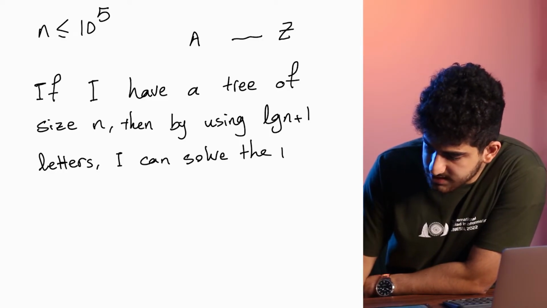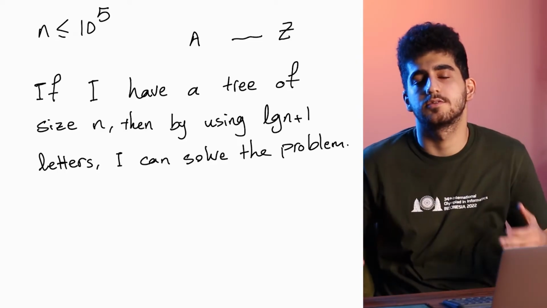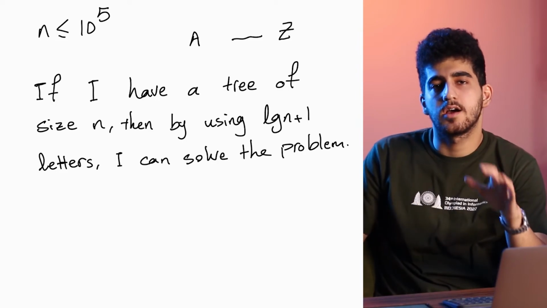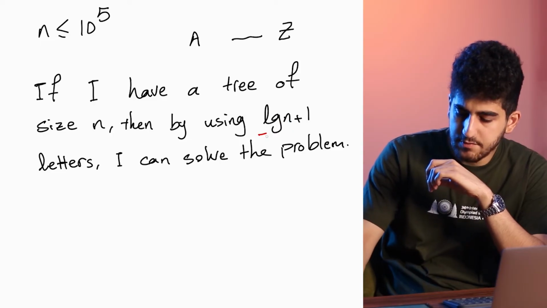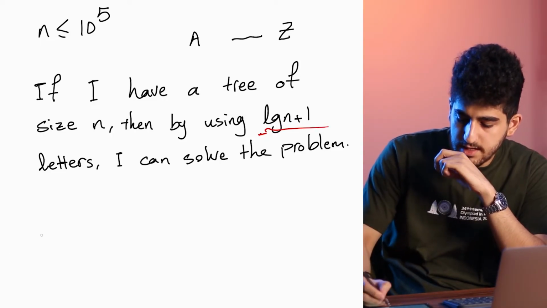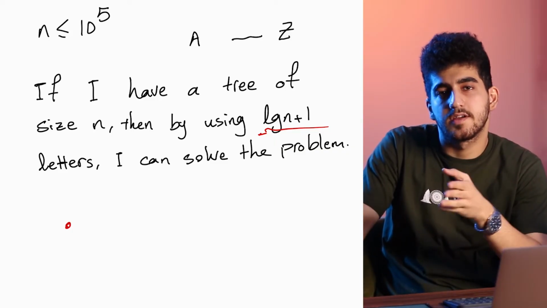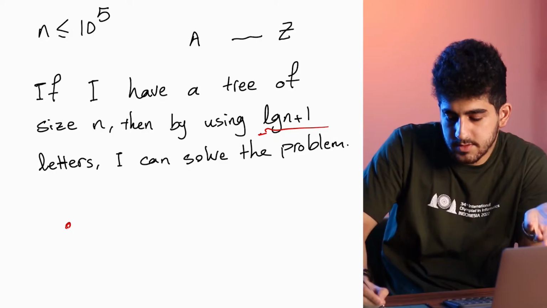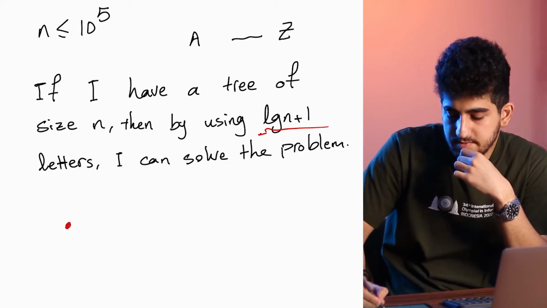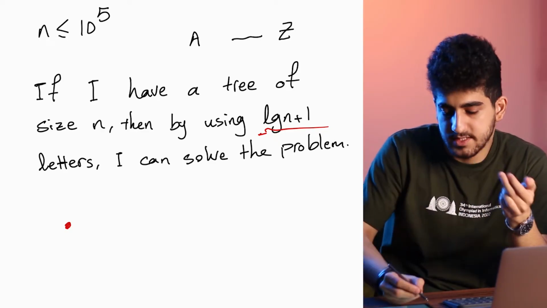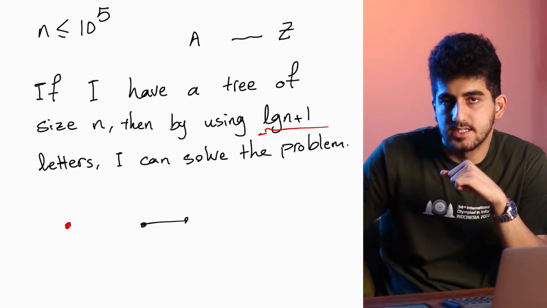So the only thing I'm saying is that if I have n vertices, I will always be able to solve the problem if I only have log of n plus 1 letters. And this plus 1 is just because, for example, if you have only one vertex, then n is 1 and log of n is 0. Therefore, you have 0 letters. So I add 1 to it so that when it is 1, I will have 1 letter, and when it is 2, I will have 2 letters. Okay, so I need this additional 1 as well.